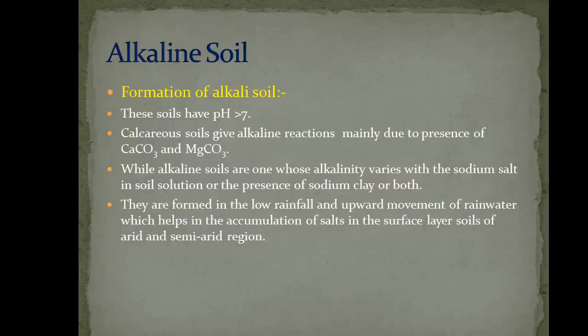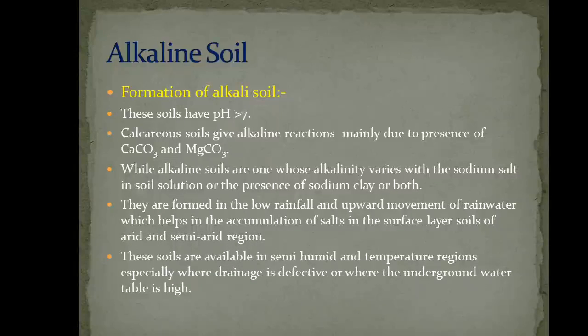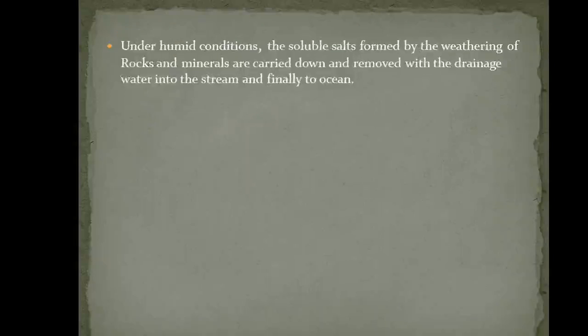They are formed in low rainfall and upward movement of water, which helps in the accumulation of salt in the surface layer of soil in arid and semi-arid regions. These soils are also available in semi-humid and temperate regions, especially where drainage is ineffective or where the underground water table is high. Under humid conditions, the soluble salts formed by the weathering of rocks and minerals are carried down and removed with the drainage water into the streams and finally to the ocean.